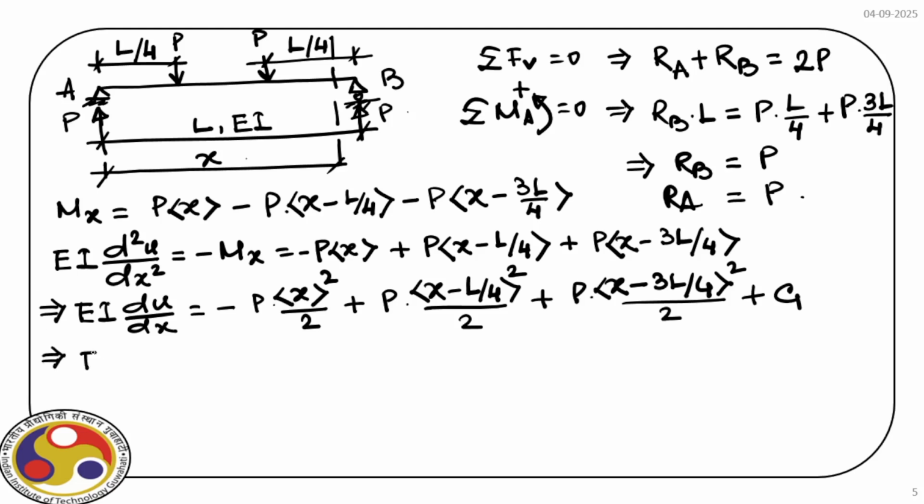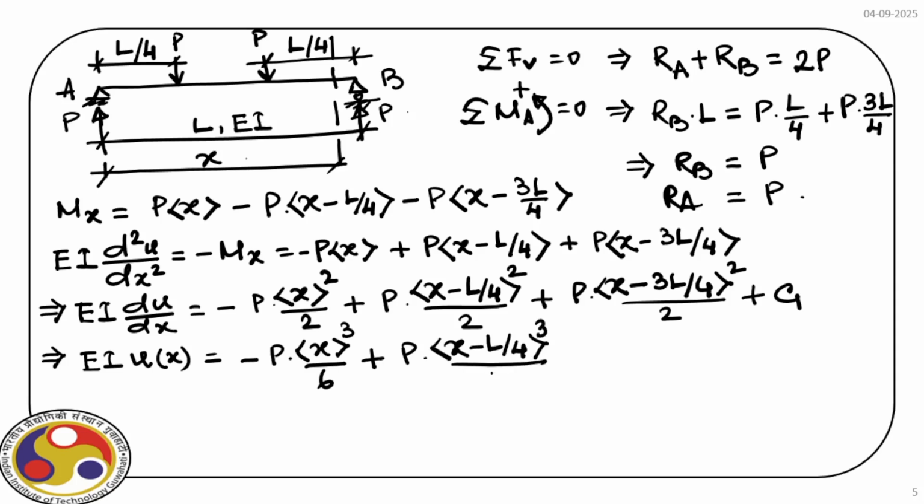Then again if we integrate, we have EI u of x is equal to minus P times x cube divided by 6 plus P times (x minus L by 4) to the power 3 divided by 6 plus P times (x minus 3L by 4) to the power 3 divided by 6 plus C1 x plus C2.